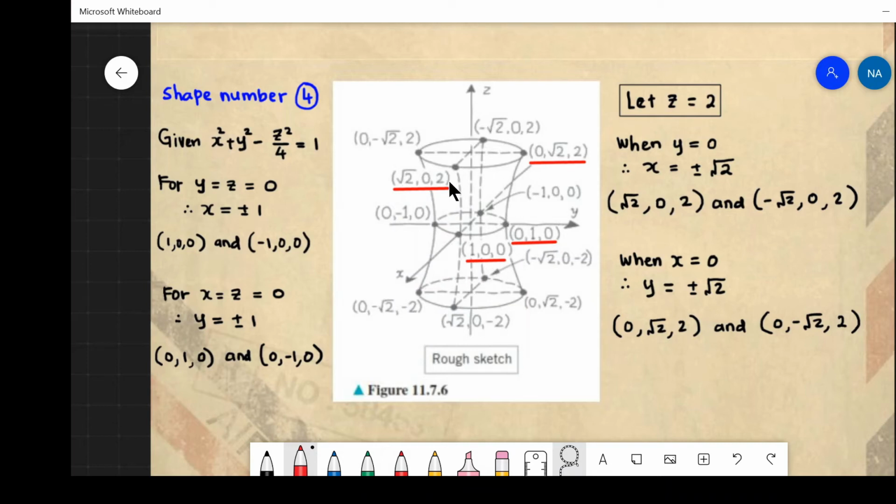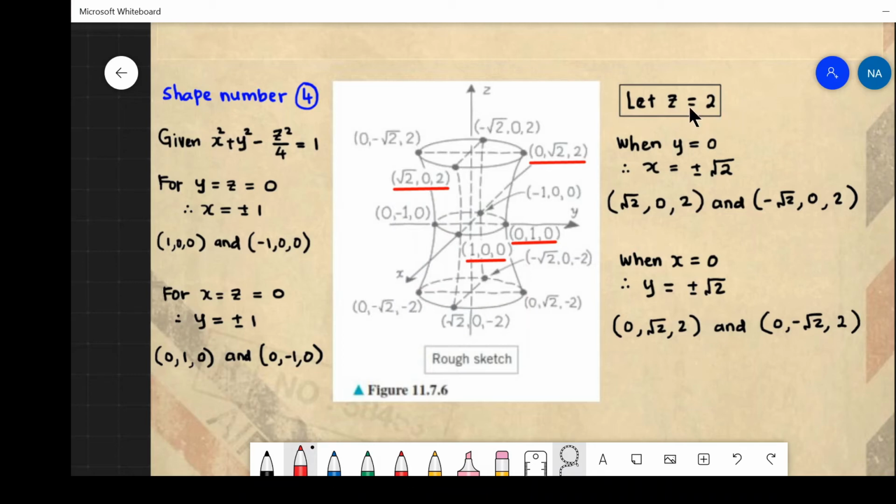Alright, for this point, we must let Z be any number. Can we write Z equal to 3, for example? Yes, you can, as long as it is the distance, the height, from the 0, 0 here. We know that from the base to here there is a certain height, but we are not given the height. Therefore, we can let Z equal to any number.